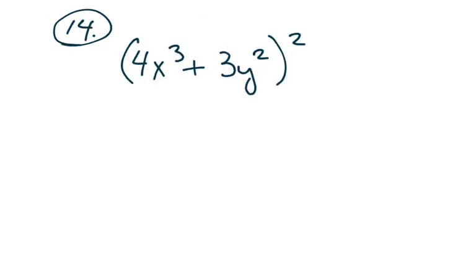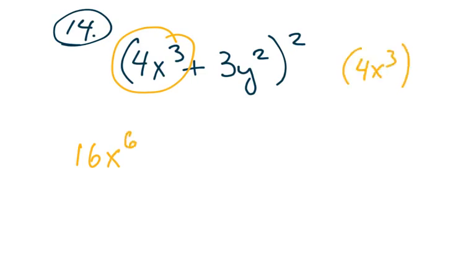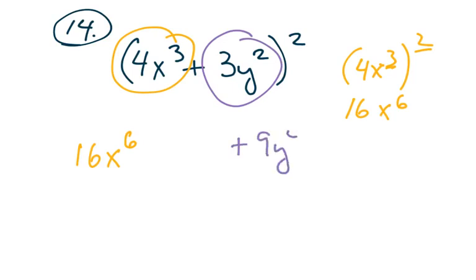Alright, more of the same. Looks a little bit harder, but really it's more of the same. So I said we square this, so that's 16 x to the 6. Notice that if you square 4x cubed, 4 squared is 16. X to the third raised to the second power means that we multiply, so we'll get 6. That's where that's coming from. The back one is going to be plus 9y to the fourth.